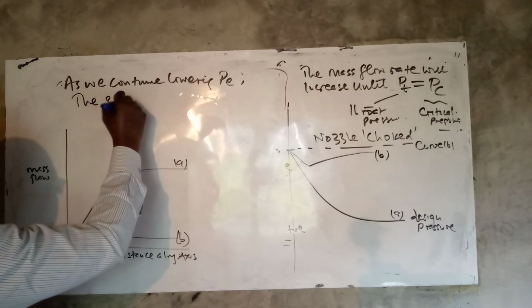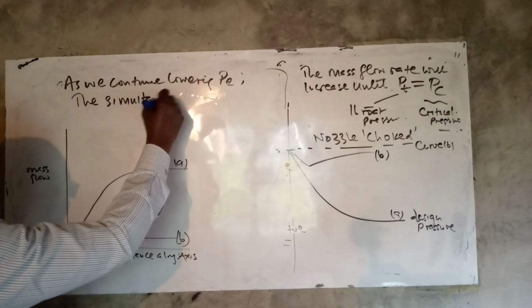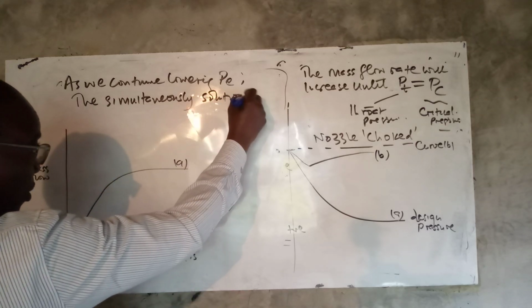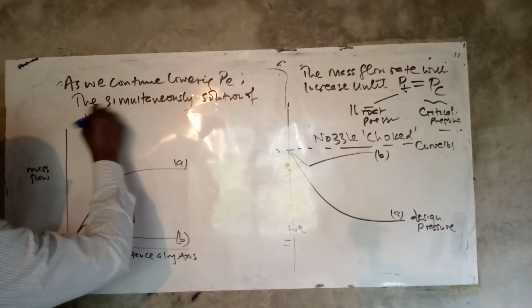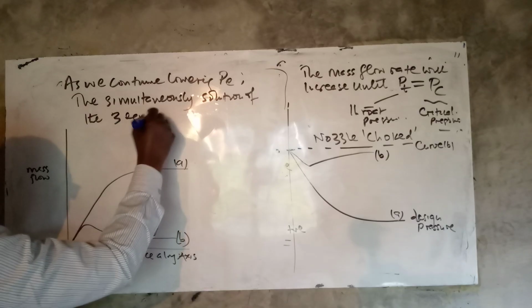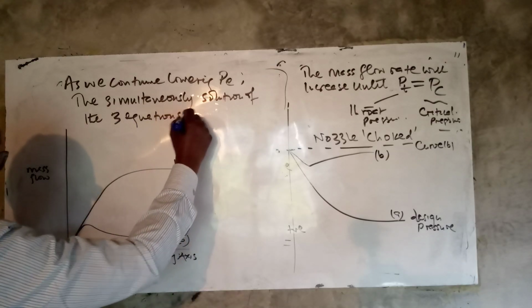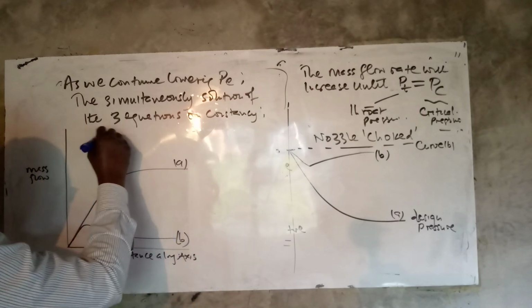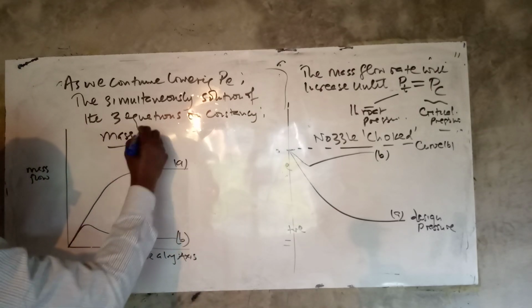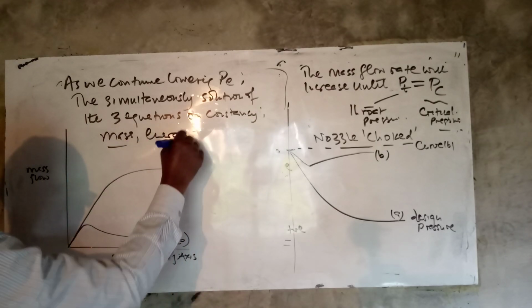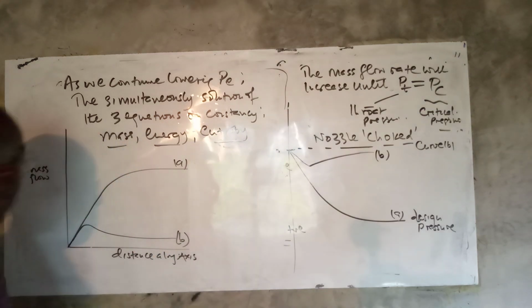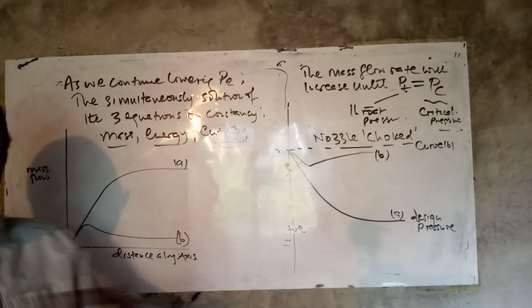So the simultaneous solution of the three equations on constancy, that is dealing with mass, energy, and entropy, becomes a major challenge. So what does that mean?